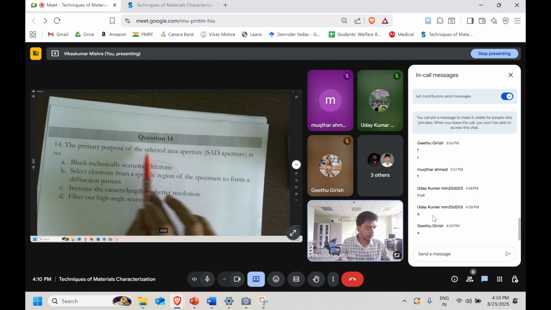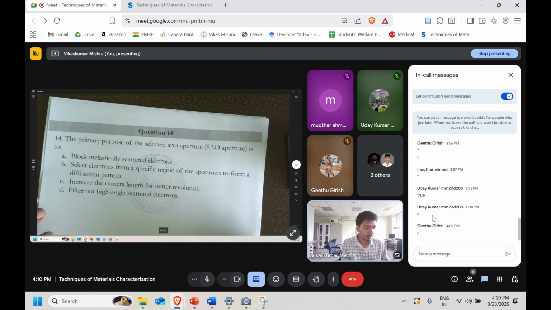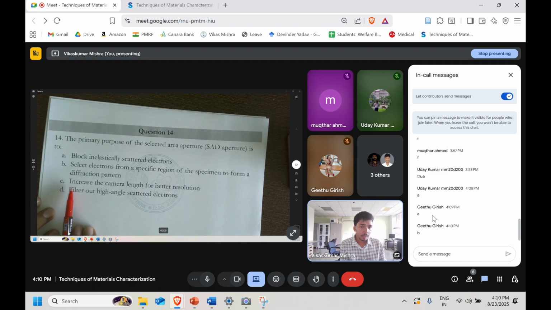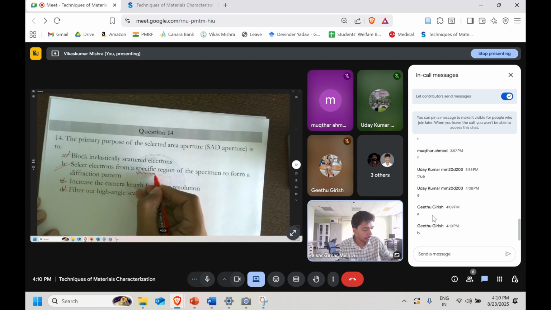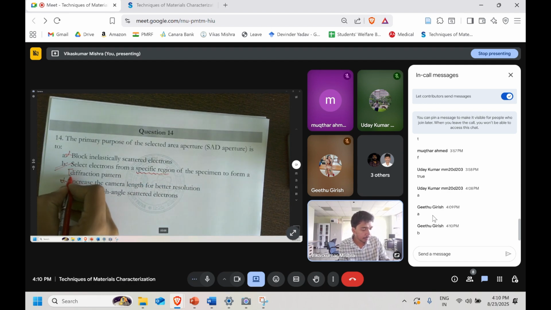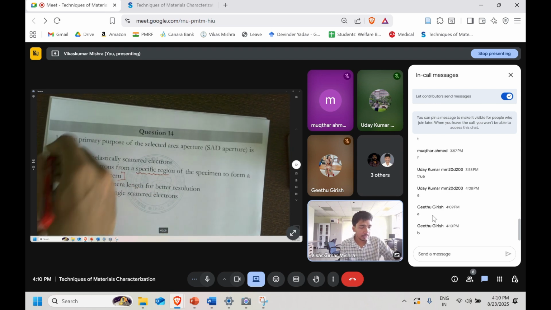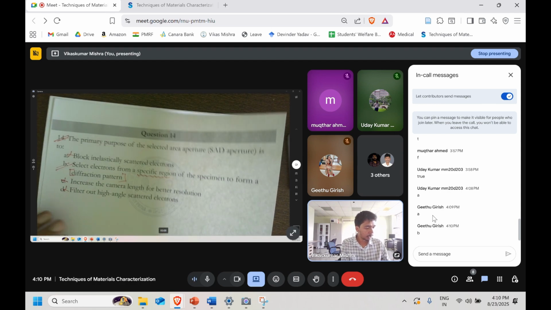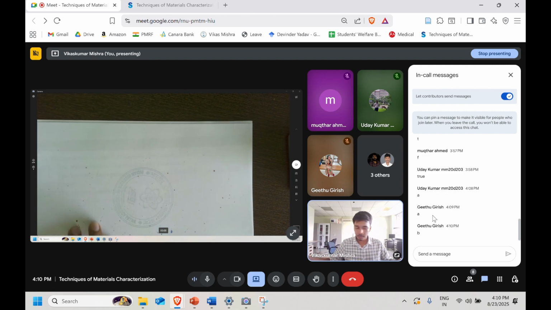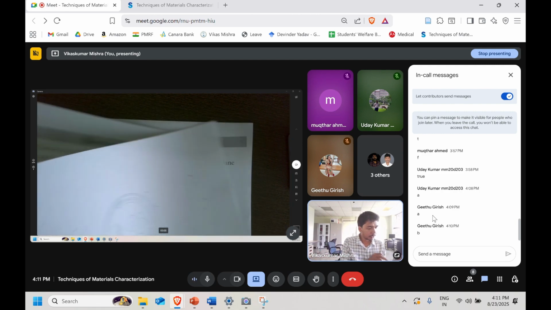The primary purpose of the selected area aperture is to block inelastically scattered electrons, or to select electrons from a specific region of the specimen to form the diffraction pattern. Very good. The right answer is option B. The remaining are all incorrect. We are selecting a specific region to form the diffraction pattern. Very good, guys. So question number 14 is over. Let's move to the next question.